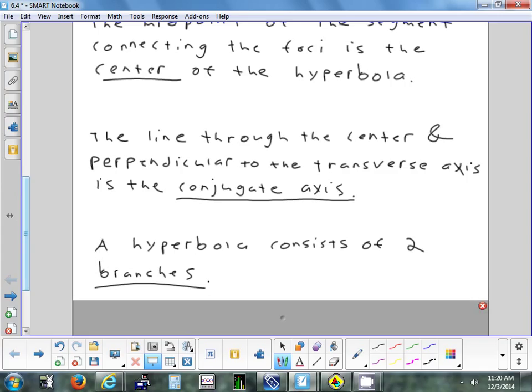So you've noticed that the hyperbola has two parts to it. I haven't called them what they are properly called. They're branches. So you either have a left branch and a right branch, or you have a top branch and a bottom branch. That's what the two pieces are called, the branches of the hyperbola.